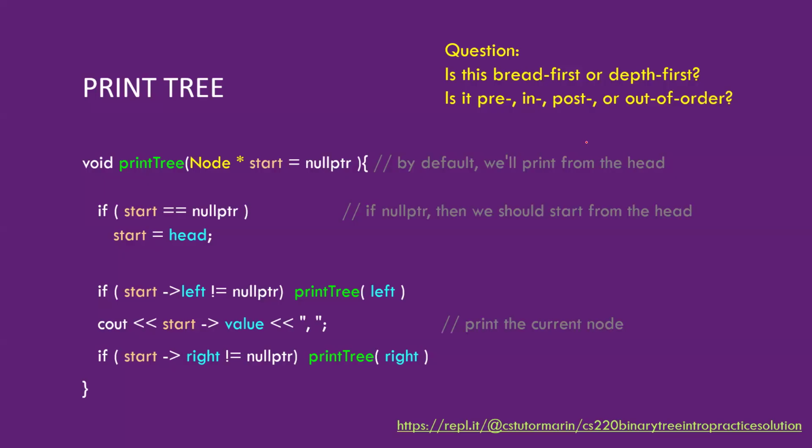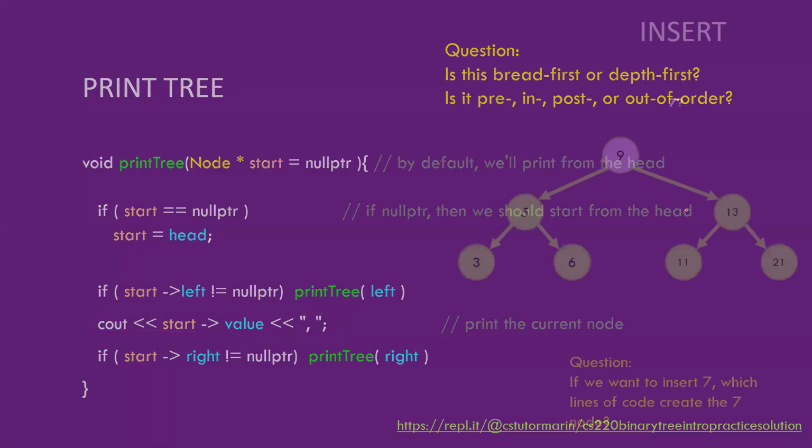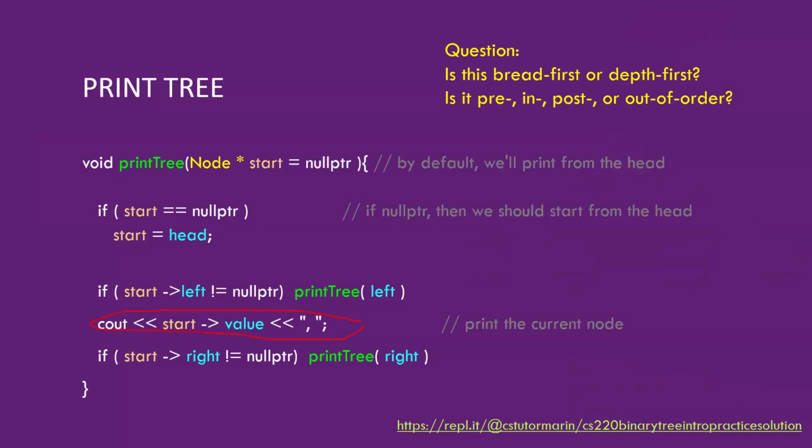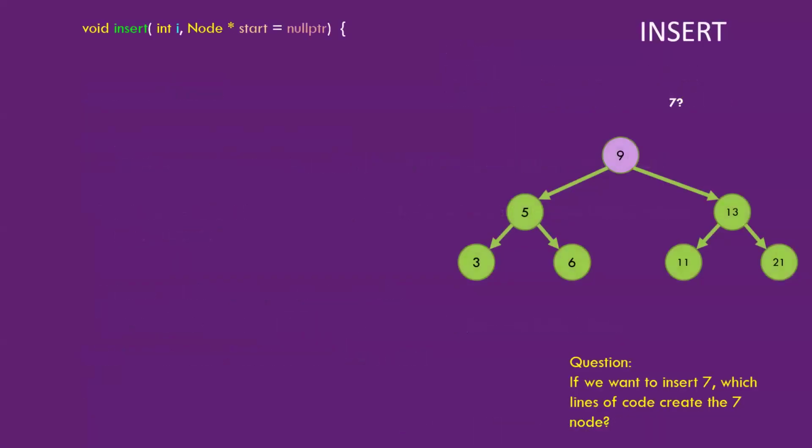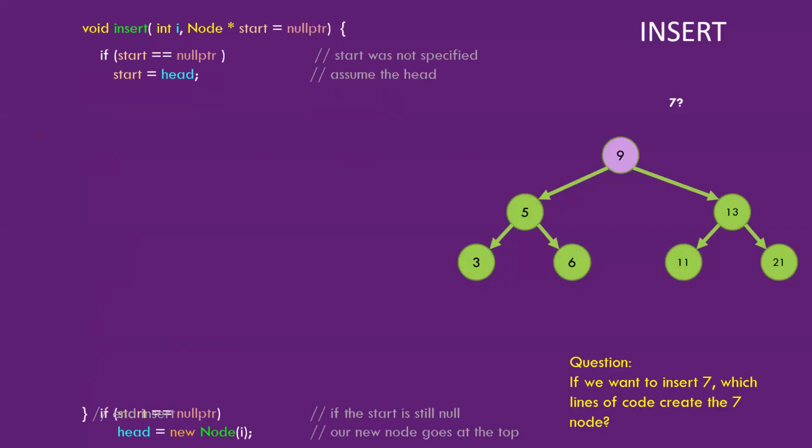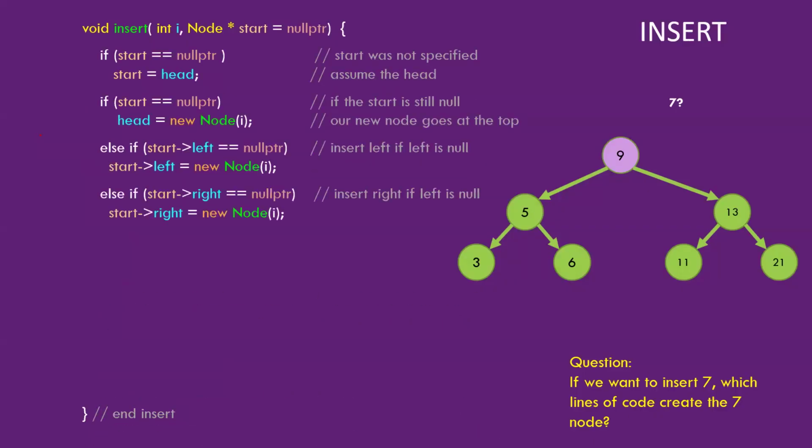Okay. Is it pre, post, or out of order? Well, the parent is in the middle here. So that is an in order traversal. We call that an in order traversal. Now, when we insert in a binary search tree properly, we do it according to whether something is less than or greater than a current value.